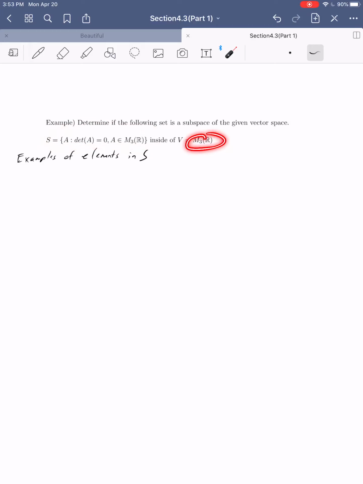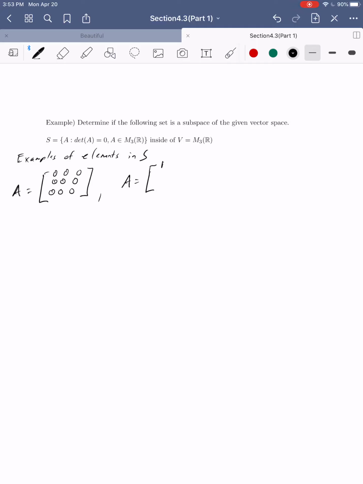Well, they need to be 3 by 3 square matrices, and they need to have this property that the determinant is 0. So you could have something like this: 0, 0, 0, 0, 0, 0, 0, 0, 0. The zero matrix, right? The 0 3 by 3 matrix is certainly a 3 by 3 square matrix, and it certainly has determinant 0. You could also have something like this.